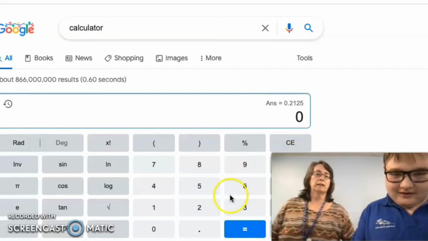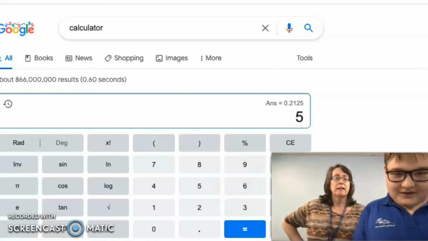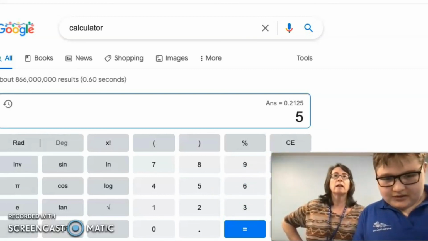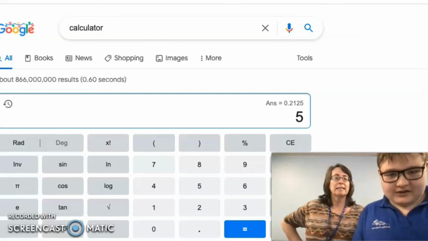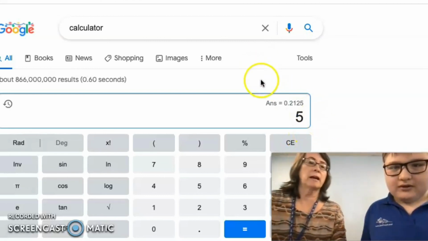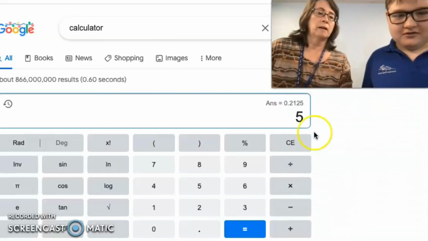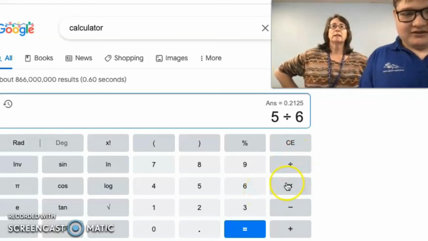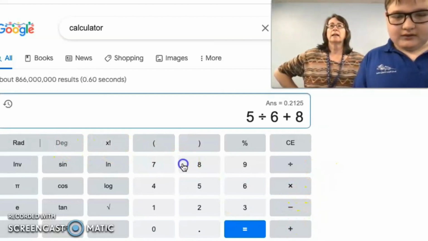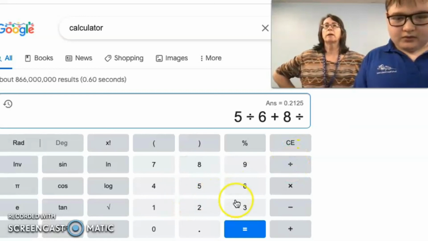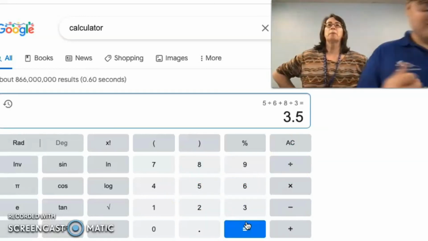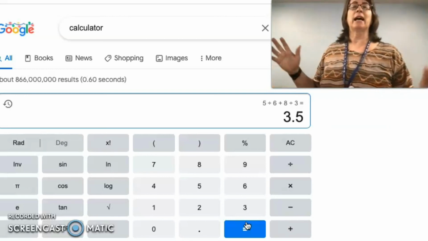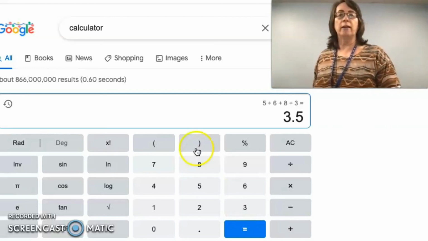Clear. 5 divided by... I'm wondering if it's just not working. Oh, it could be in the way. Here, we can move that to the top. Oh, that works too. Divided by 6, plus 8, I'm not sure if that works, but let's try, divided by 3. Now we're going to see if it does work. It does. 3.5. So this one has the algebraic logic.